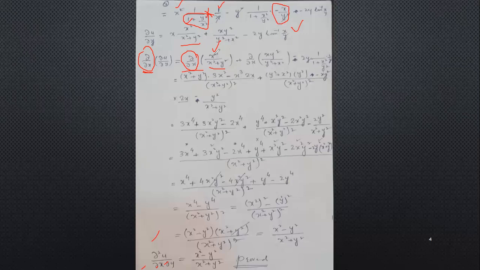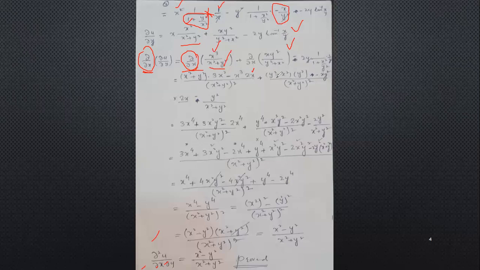Now u is the same, x cube, and the derivative of v means the derivative of x square plus y square. Y square is treated as a constant because we are taking the derivative with respect to x. So the derivative of y square is 0, but the derivative of x square is 2x. Divide v square, means x square plus y square whole square. Plus, similarly, the derivative of this term, and this term is also in rational form. So we also use the u divide v formula here.